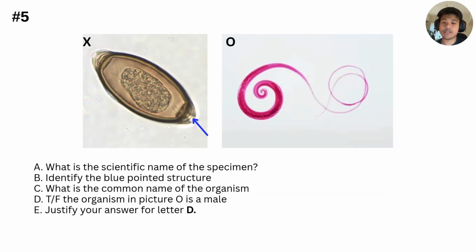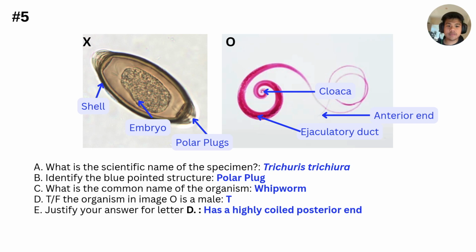Moving on to station 5, we have an organism with two completely different life stages wherein we have to identify key structures and characteristics. The organism we have here is Trichuris trichiura. Its egg in image X has polar plugs which are found in opposite ends of the egg. Its common name is the whipworm due to its whip-like anterior end. Image O is considered a male due to its coiled appearance in its posterior end, which actually contains its reproductive organs.